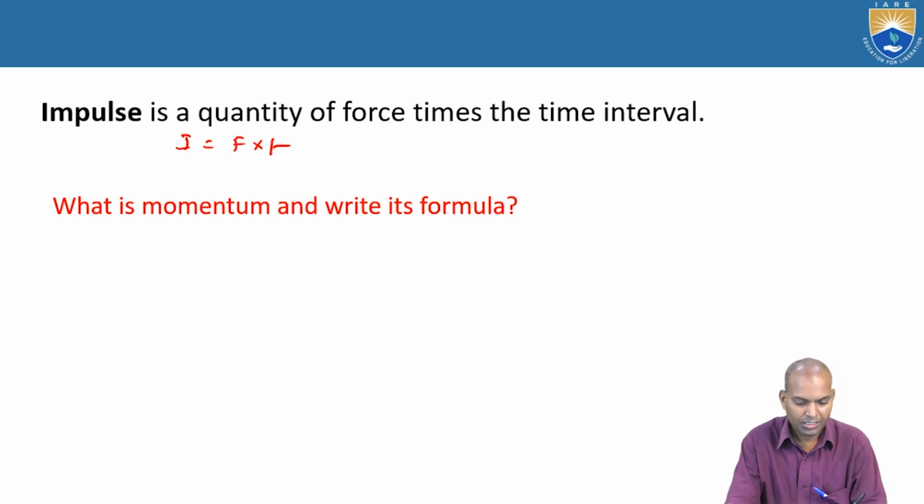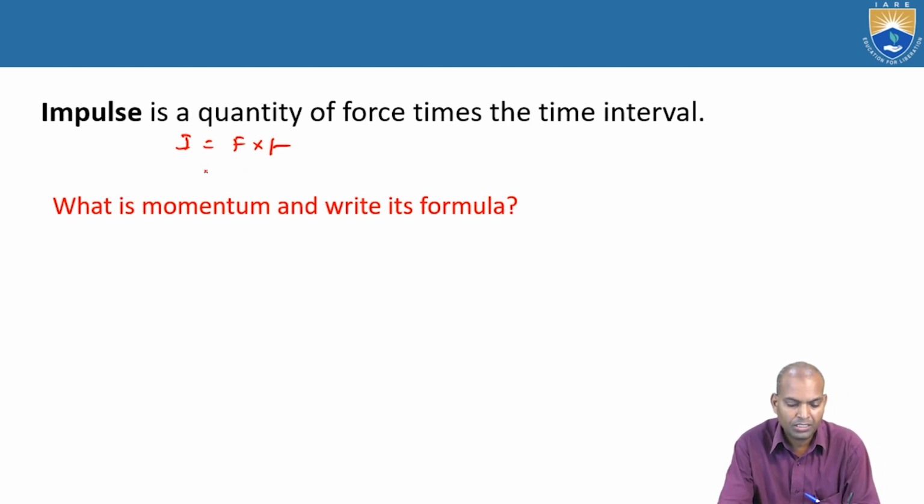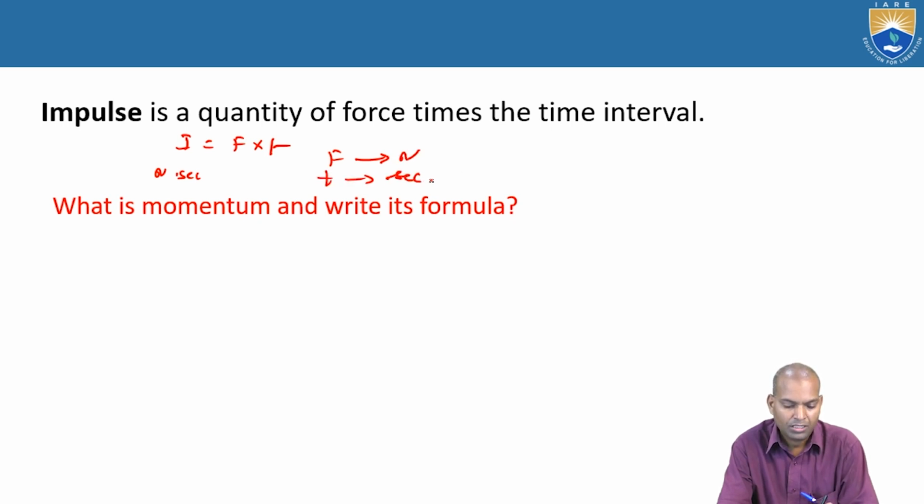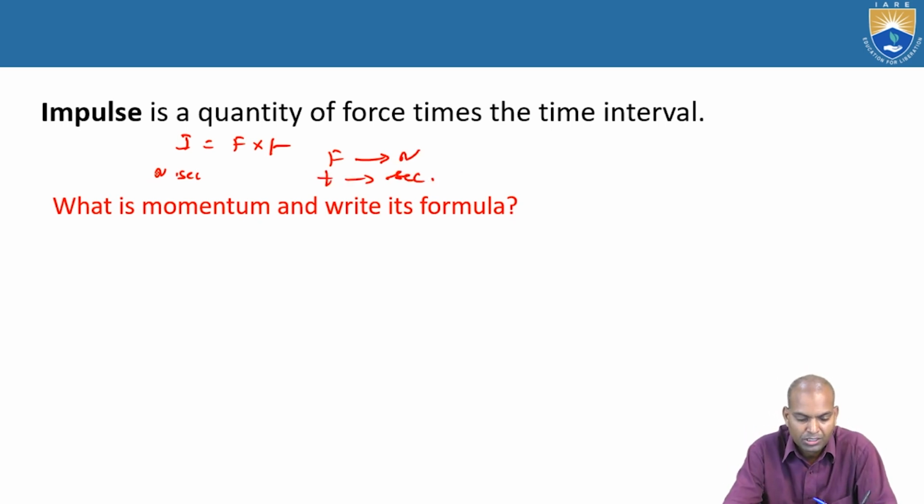The unit for I is Newton seconds. Now what is the unit for F? F is the force that is in newtons, time T is in seconds. That's why the unit for impulse is the Newton seconds.